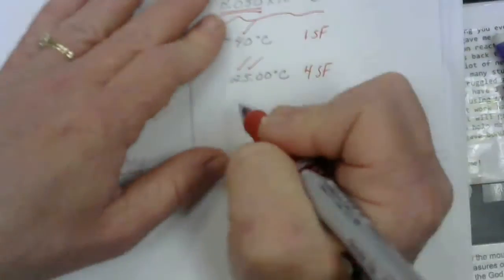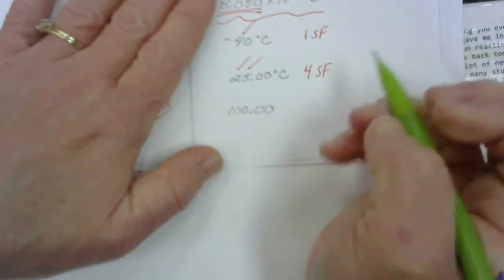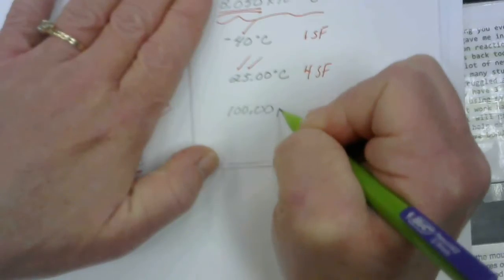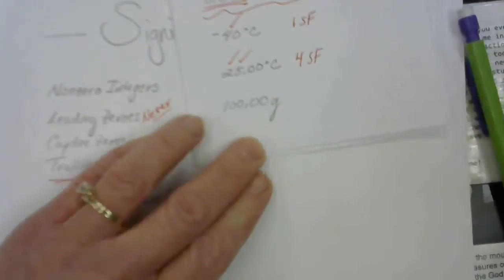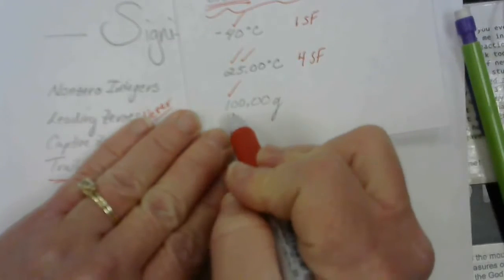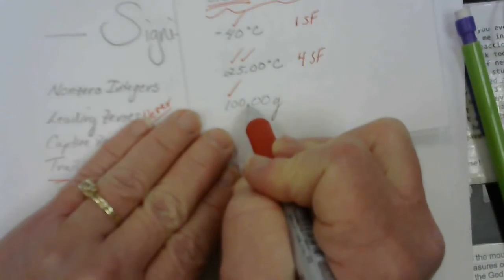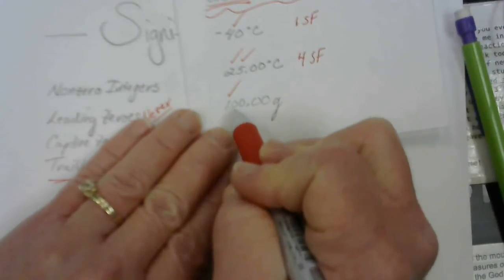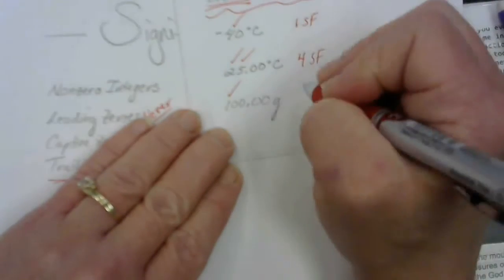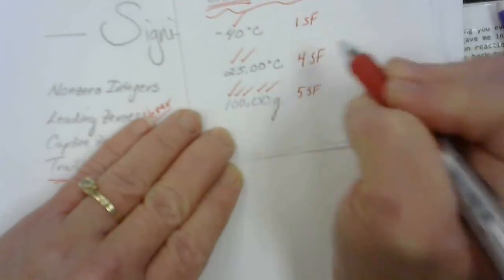One more. What if we would have the value of 100, let's say, grams? Okay, non-zero. All of these are trailing. Is there a decimal? Yes. So it does not matter if these zeros are before or after the decimal place. Are they after a non-zero number? So this would have 5 significant figures. Each of these trailing zeros counts as being significant.